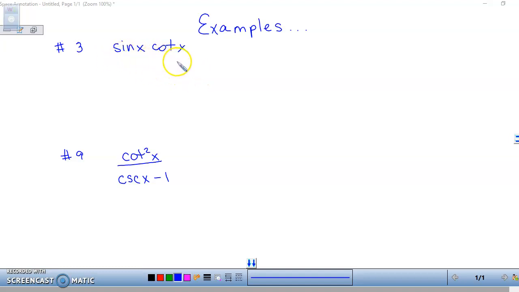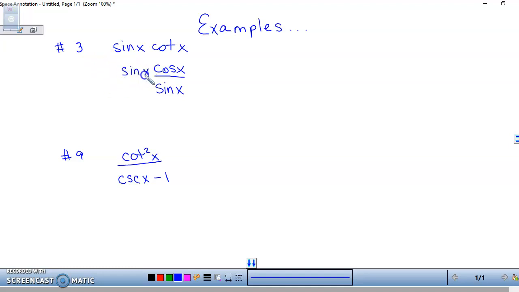When you're doing this, you always want to take any trig function that is not already sine or cosine, and change it into sine and cosine if possible. Cotangent of x just happens to be equal to cosine over sine. So I'm going to replace cotangent with cosine divided by sine of x. This is one of your quotient properties or identities.